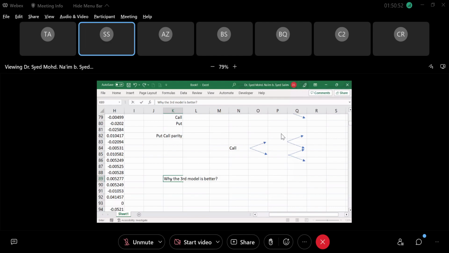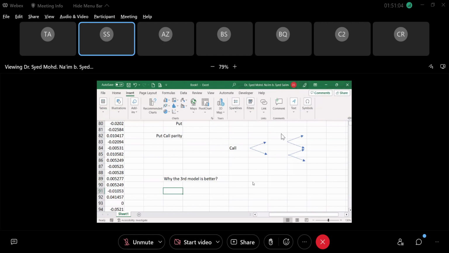You can write in Excel as well, just insert a box for it. Okay. Insert a text box for your answer on why the third model is better.